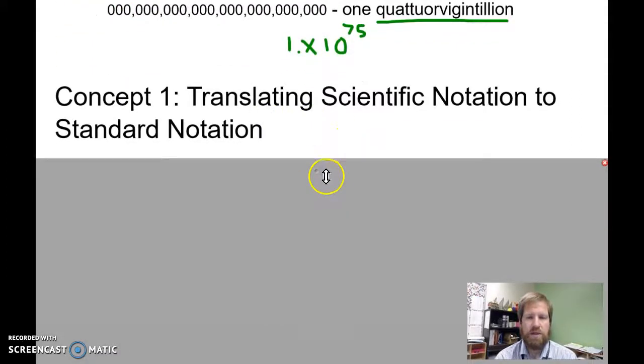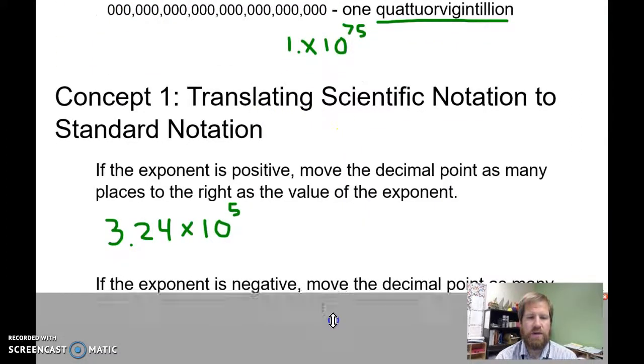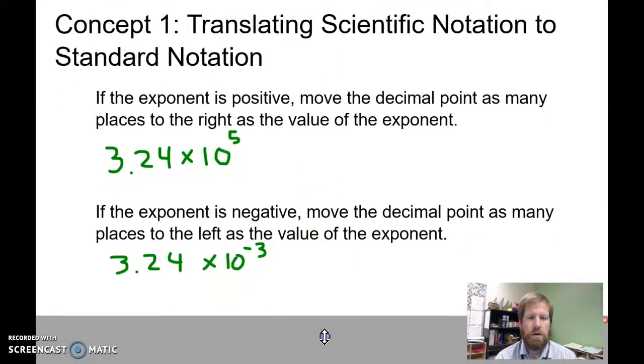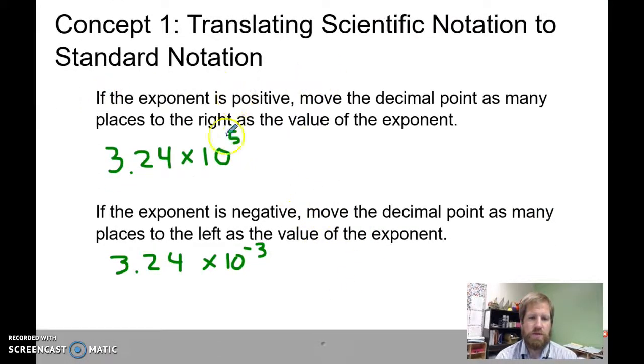So, translating scientific notation into standard notation. If your exponent is positive, and that's the exponent on your base of 10, your base is always going to be 10 because that's what moves your decimal places over. If your exponent on that is positive, you're going to move your decimal point to the right. You can think of this as a balancing act. If I have a really small number here, 3.24, but I'm multiplying it by a really large number, my number is going to be really large.